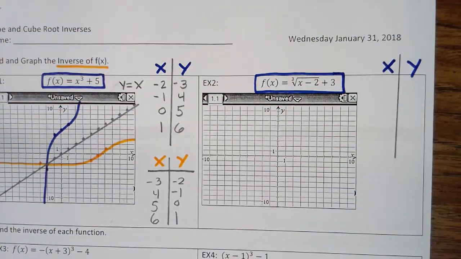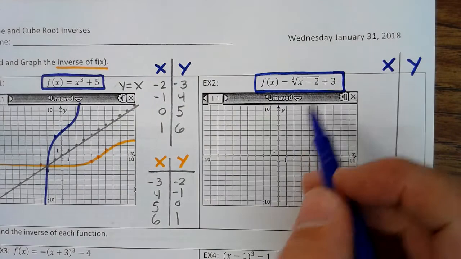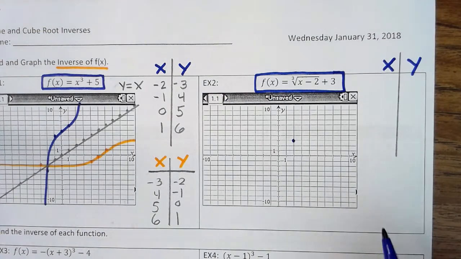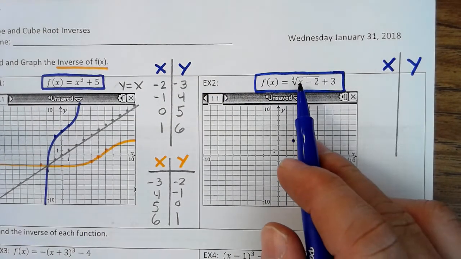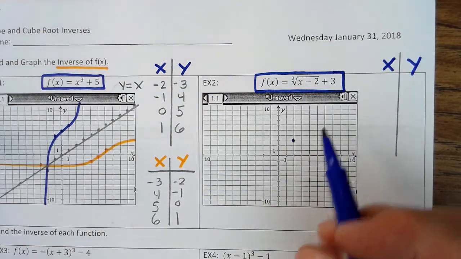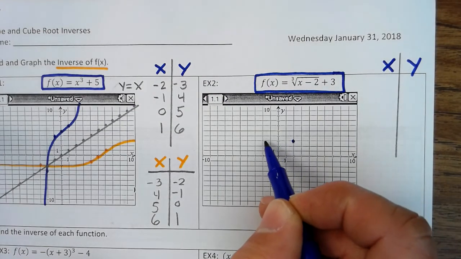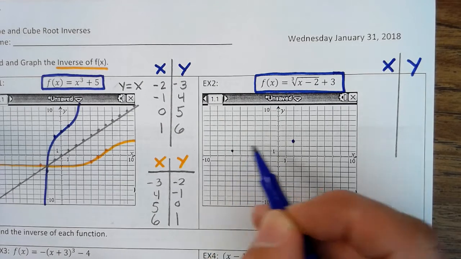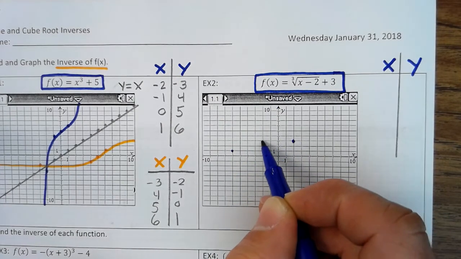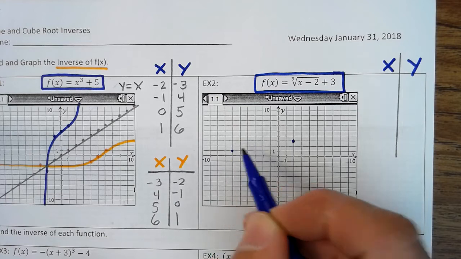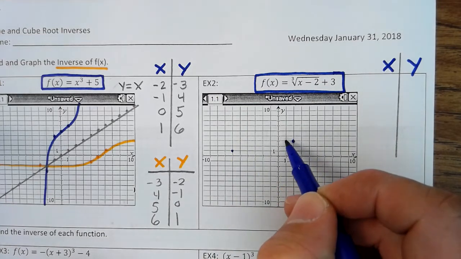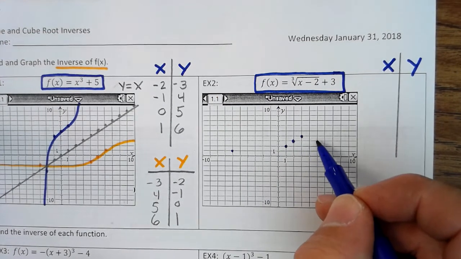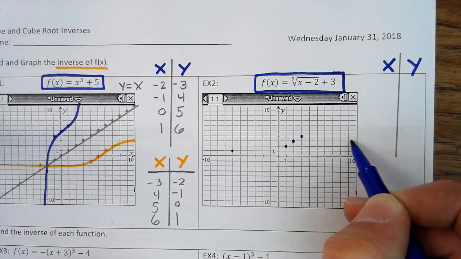All right, so the -2 means we go right 2 and then up 3. So 1, 2, 3. And then we know it's a cube root, so we actually go left 8. 1, 2, 3, 4, 5, 6, 7, 8. Down 2. And then we go left 1, down 1, right 1, up 1, right 1, 2, 3, 4, 5, 6, 7, 8, up 2.